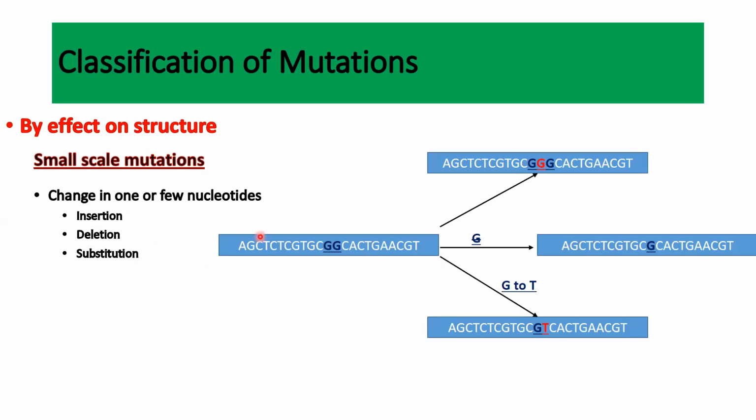So here is a normal sequence, or we can call it the wild type sequence. At these guanine nucleotides, we can see there is an insertion of a single nucleotide, there is a deletion of a single nucleotide, or there is a substitution where guanine is substituted with thymine.